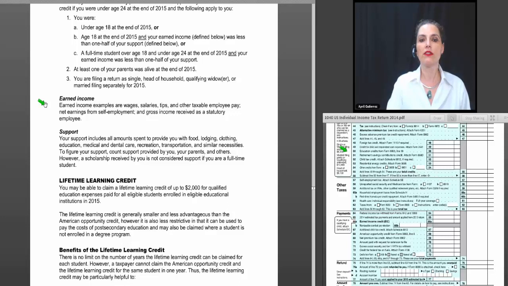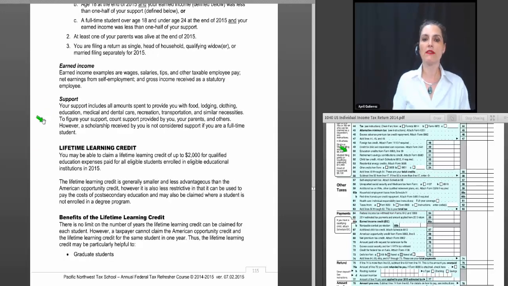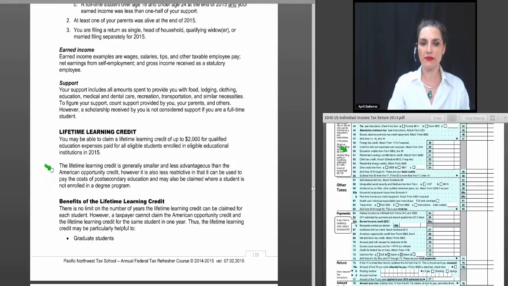Earned income includes such things as wages, salaries, tips, and other taxable employee pay, net earnings from self-employment, and the gross income received as a statutory employee. Support. Your support includes all amounts spent to provide you with food, lodging, clothing, education, medical and dental care, recreation, transportation, and similar necessities. To figure your support, count support provided by you, your parents, and others. However, a scholarship received by you is not considered to be support if you are a full-time student.